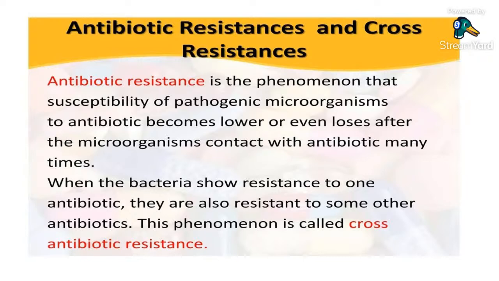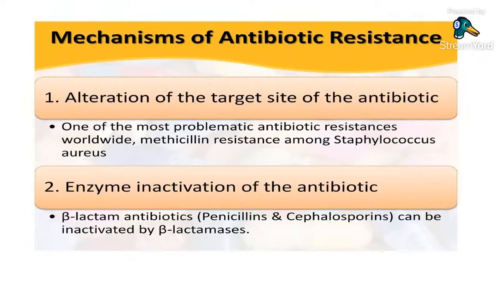Antibiotic resistance and cross resistance. First, let us discuss antibiotic resistance. Antibiotic resistance is the phenomenon in which the susceptibility of pathogenic microorganisms to an antibiotic becomes lower or even lost after the microorganism has been in contact with the antibiotic many times. When bacteria show resistance to one antibiotic, they are also resistant to some other antibiotics. This phenomenon is called cross antibiotic resistance.